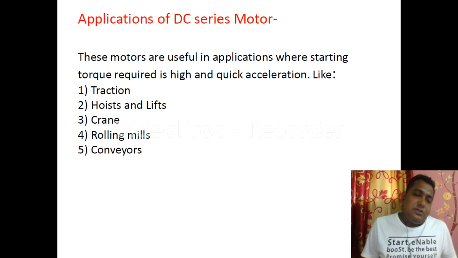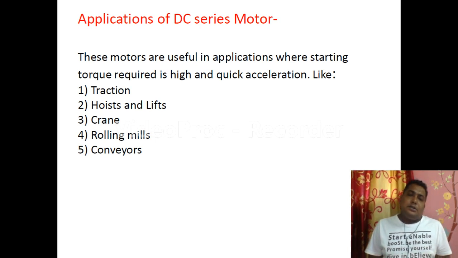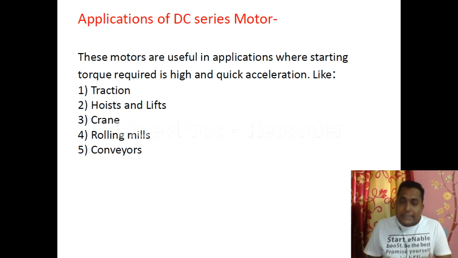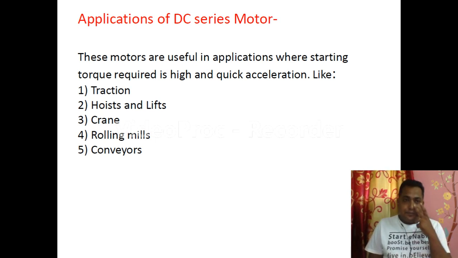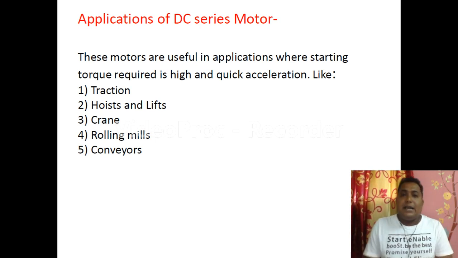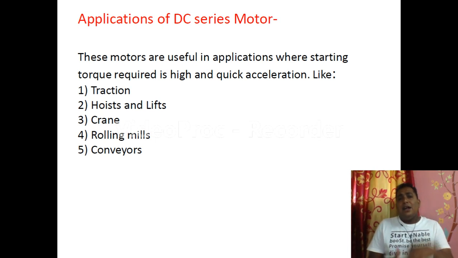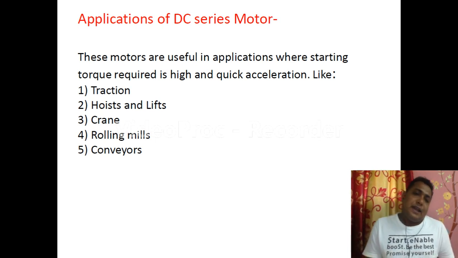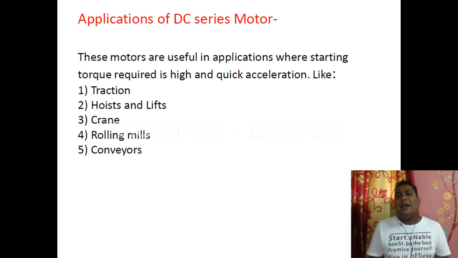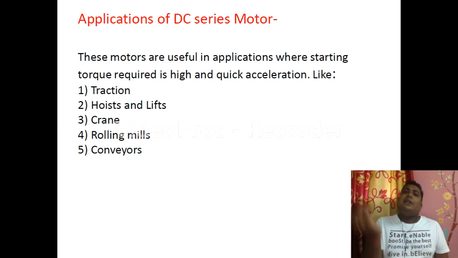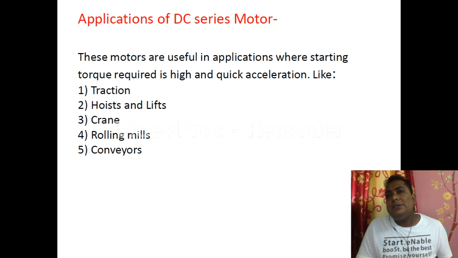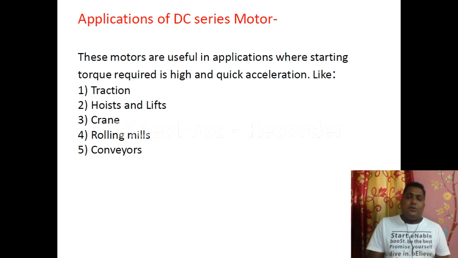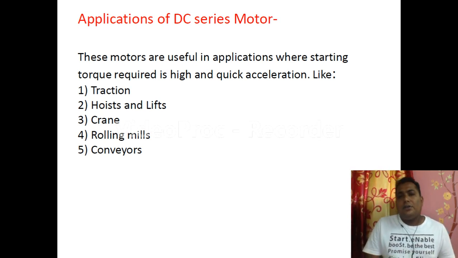There we use this series motor because of the torque versus armature current characteristic, where we have seen that torque is directly proportional to Ia square. So a very little change in the armature current, which is proportional to the load current, will give a very high change in the torque value. So that's why these motors are used for those purposes.